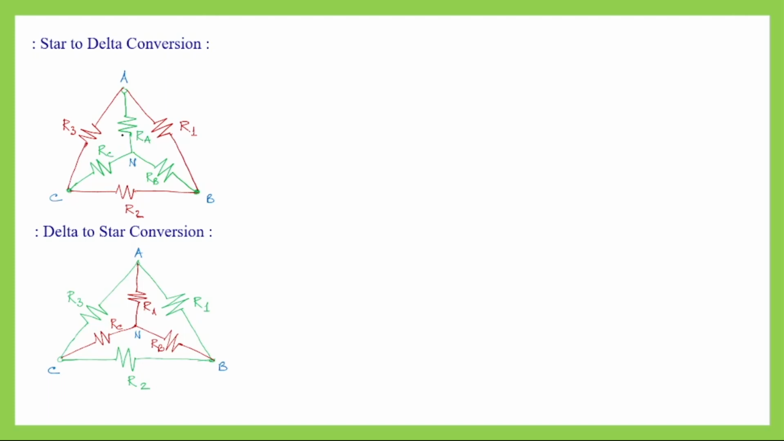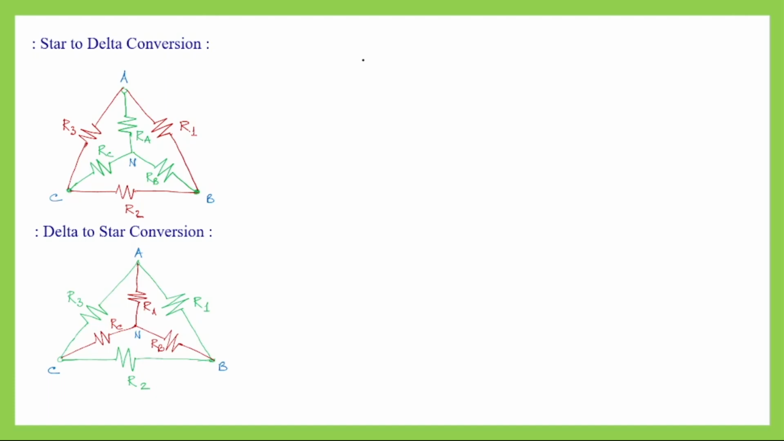Now we have to see what the values of R1, R2 and R3 are in terms of RA, RB and RC. Here I am not going through the derivation of this conversion, because finally, when we will be simplifying, we will be converting a star to an equivalent delta. Fine, we have to use the formula or the relationship between RA, RB, RC and R1, R2, R3.